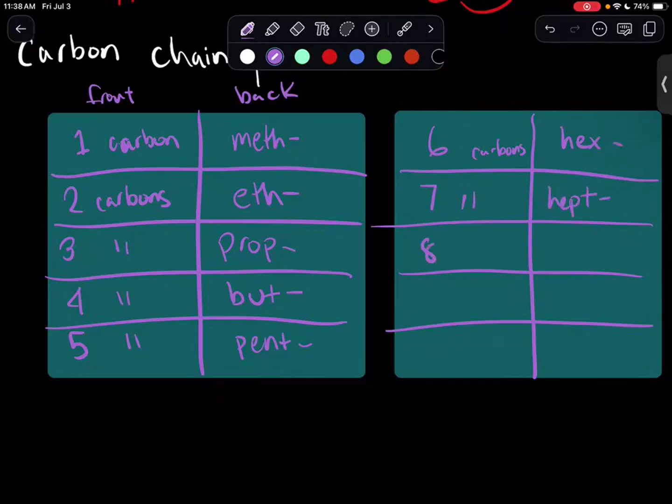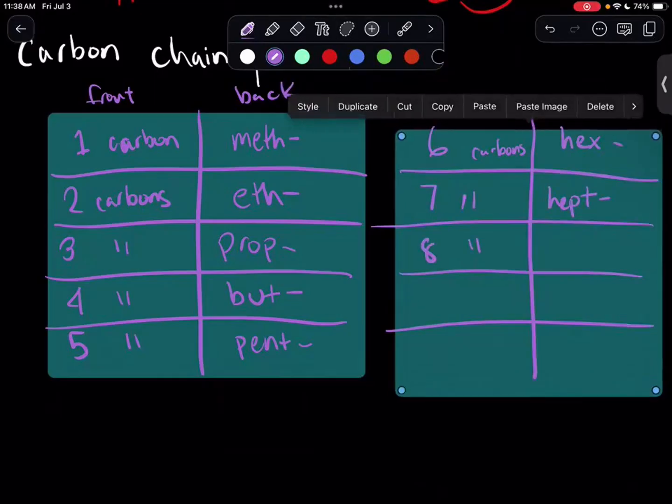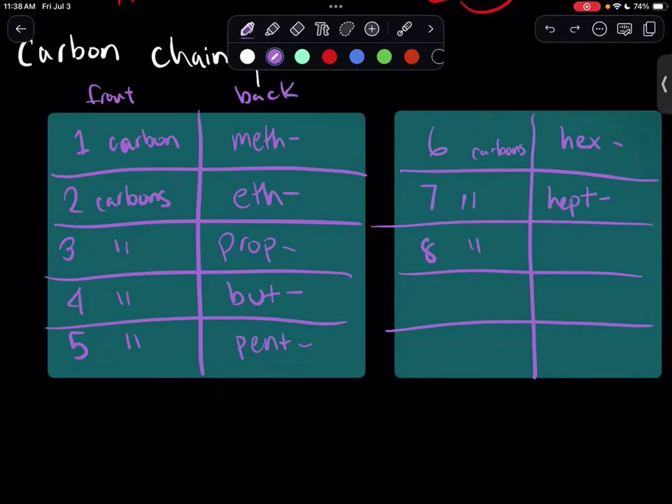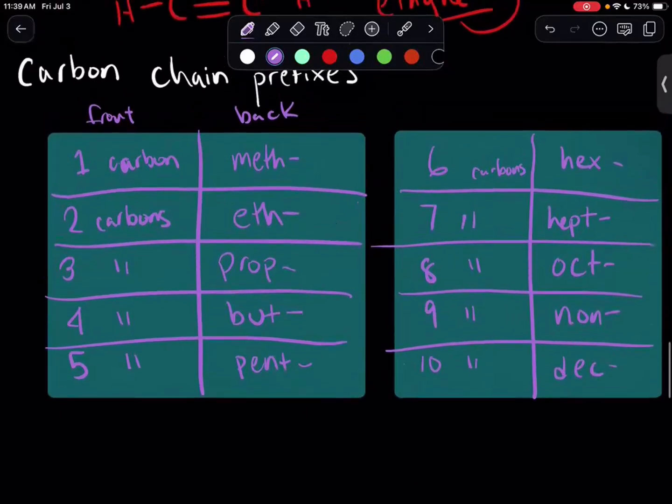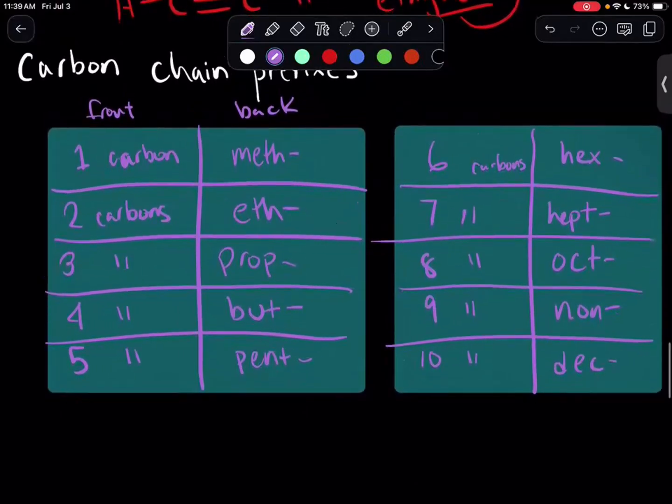8 carbons, 9 carbons, 10 carbons. 8 is oct, 9 is non, 10 is dec. So as we make chains, we may have pentane, butane, propane, heptane, octane, nonane, decane.